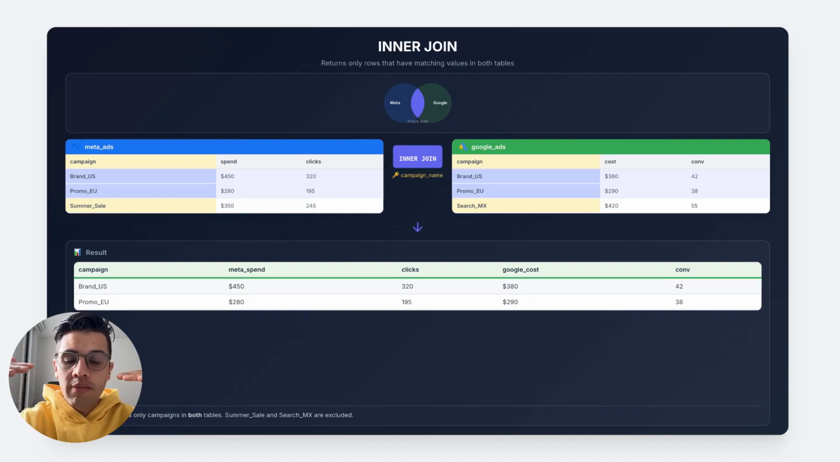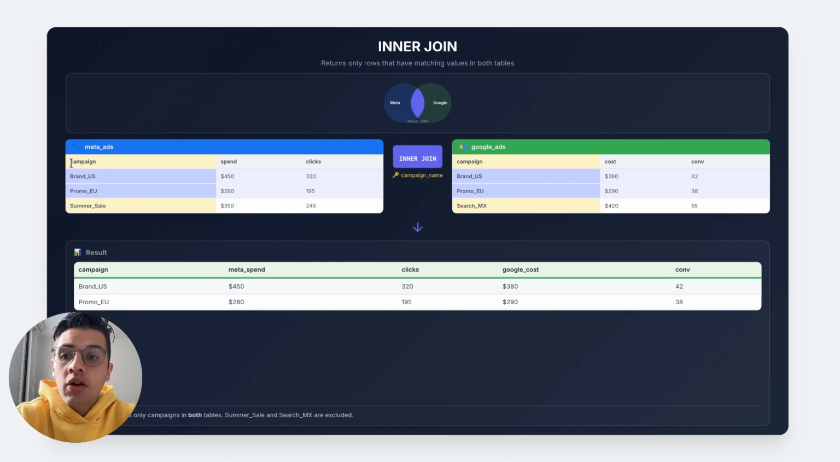Whenever you are doing SQL joins, to merge the tables, you will need something that is called a primary key. A primary key is a column that has unique values and that appears in both tables. So in this case, we're going to merge the Meta Ads and Google Ads tables with the campaign column. Why with the campaign column?